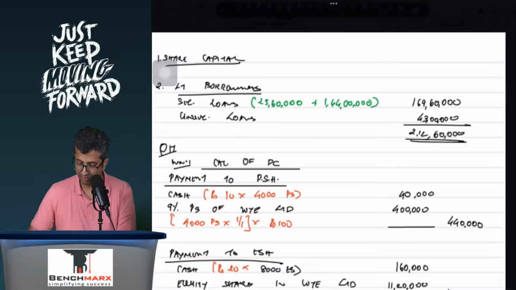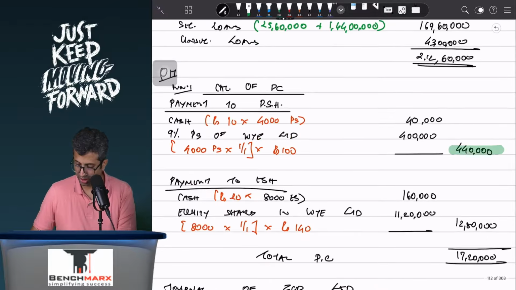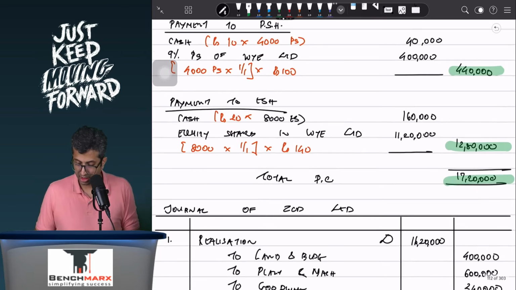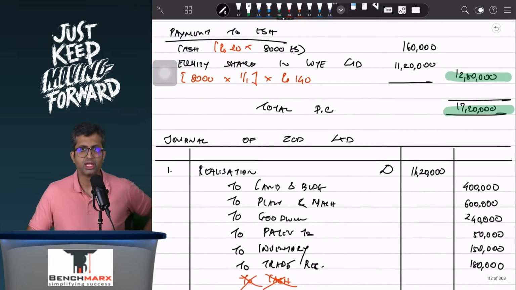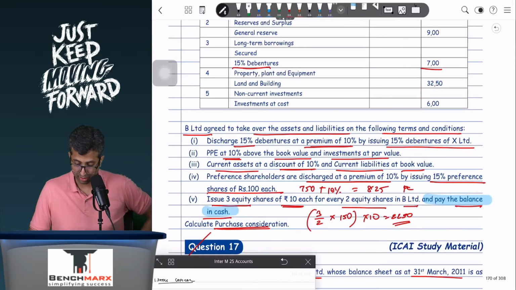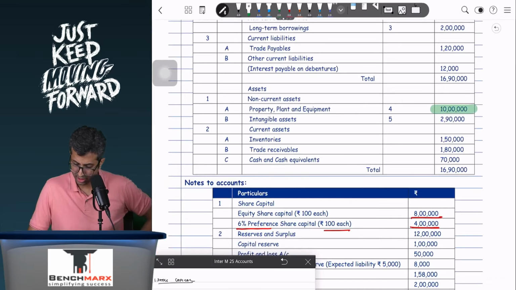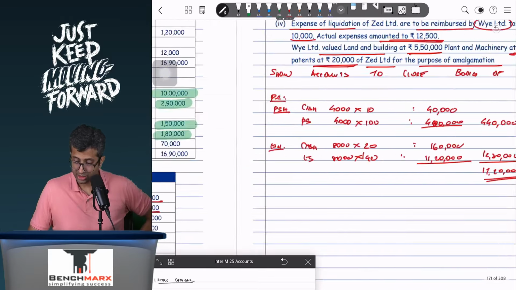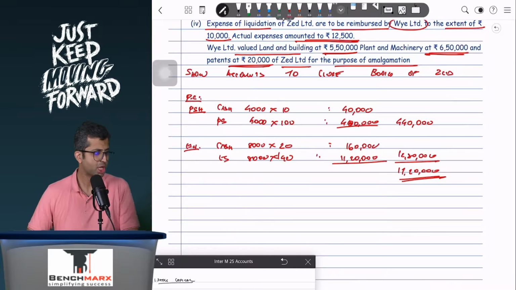If I review this, it would be 440, 1280, 17 lakh 20. This is your PC. Now, if I were to prepare the accounts, they are also asking you to have journal entries, ledgers, everything. Let us look at the journal entry first. I will transfer all assets except for cash. In question number 17, all the assets are PP at book values, intangibles, inventories, trade receivables, everything. Sir, but there are fair values given. Does not really matter. Remember, you have to close the books of accounts, and you have to close them at book values.